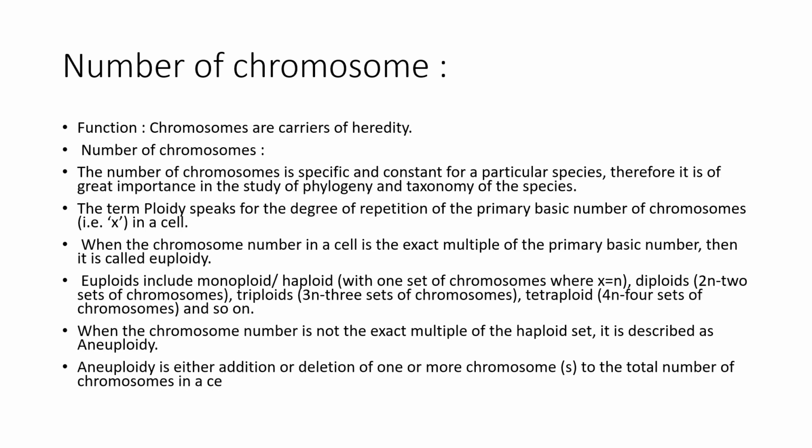When the chromosome number is not an exact multiple of the haploid set, it is termed aneuploidy. So aneuploidy means what? Either a deletion or an addition, meaning one chromosome is added or a chromosome is deleted. Then it is termed aneuploidy, and it is not a normal condition. It causes a disease.